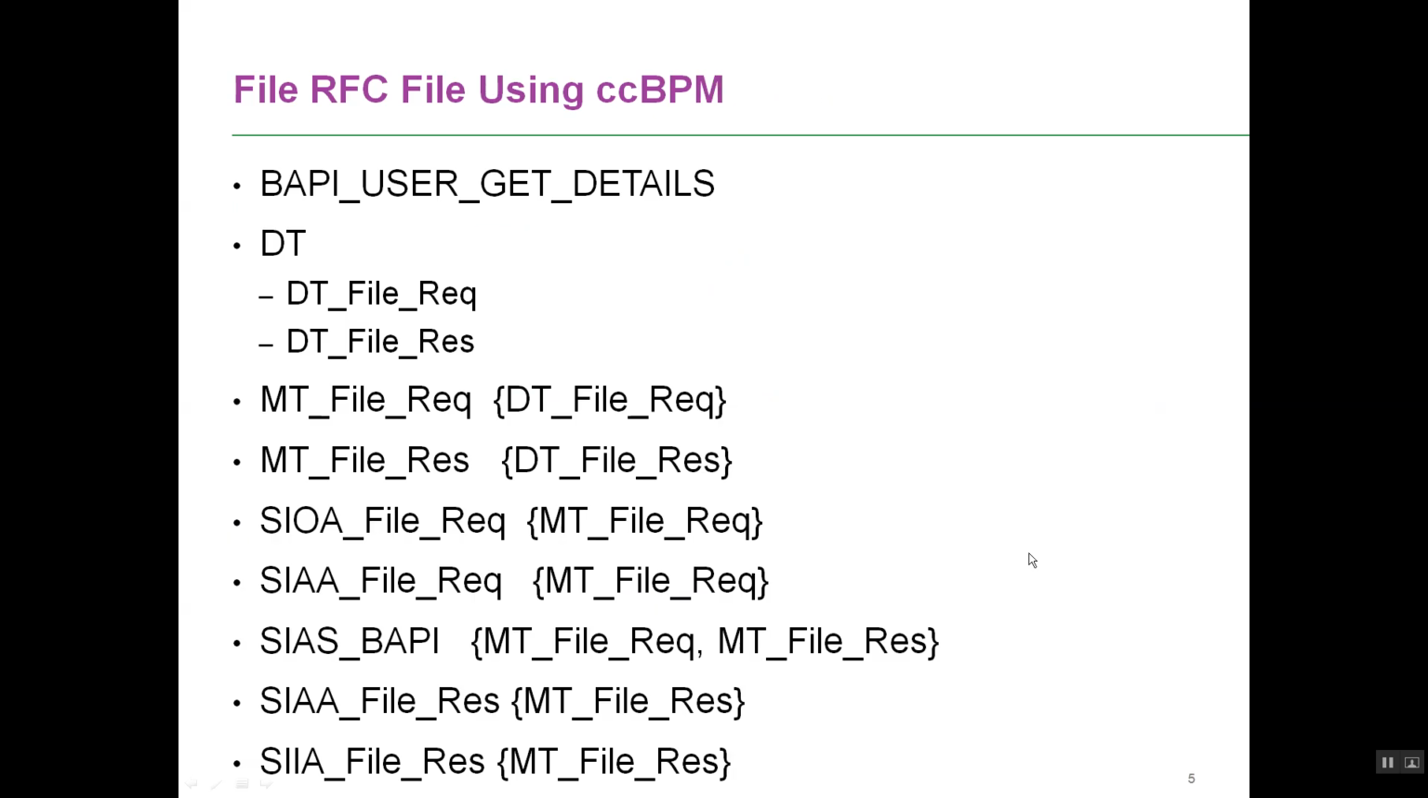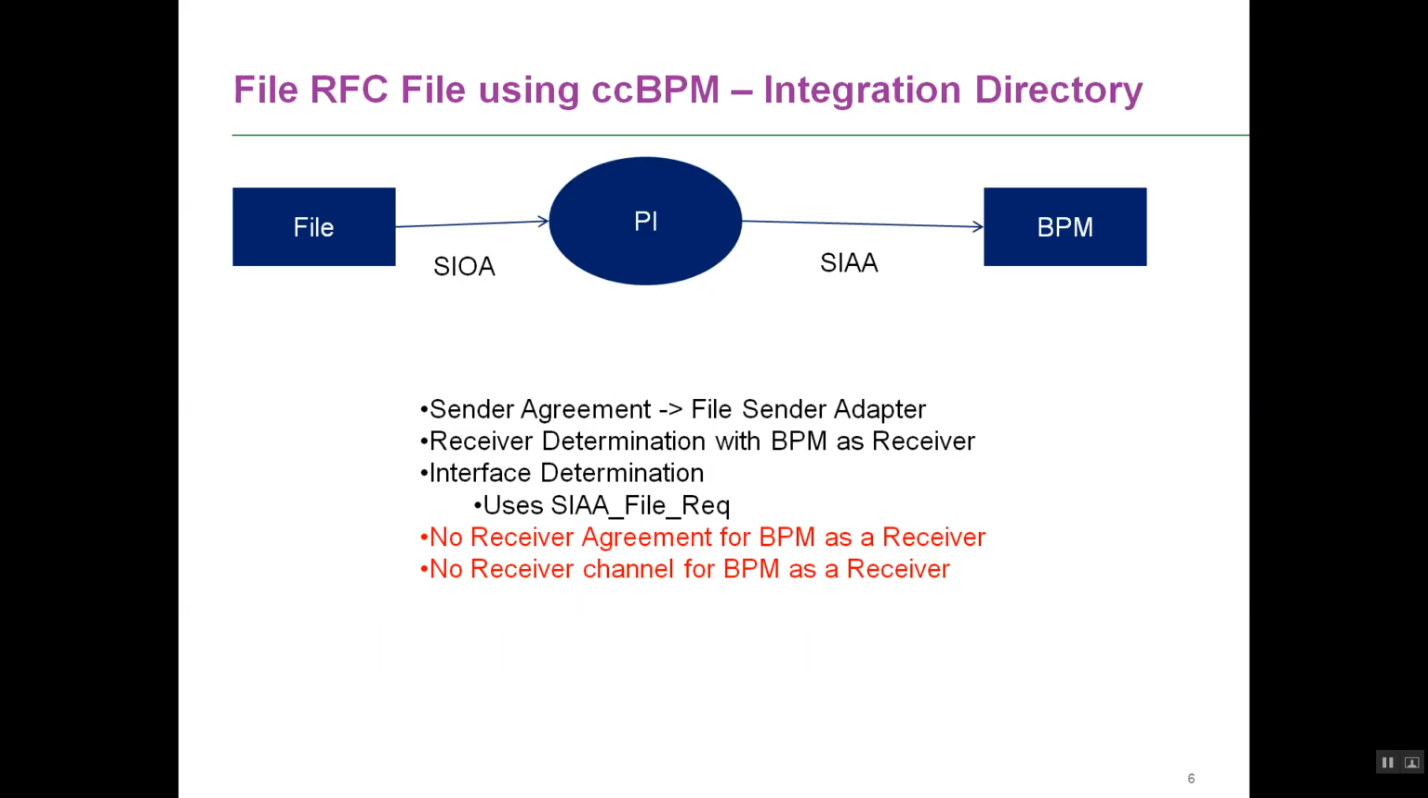All right, so basically there are three distinct flows that we need to build in the integration directory, and those three flows are the first flow, where you will have a sender file adapter, and that sender file adapter will have an equivalent sender agreement, right? Then you will have a receiver determination, and in the receiver determination, you will be using the BPM as a receiver determination, and I will show you how. And then you will also have an interface determination. Remember, any configuration in PI has four objects: sender agreement, receiver determination, interface determination, and receiver agreement.